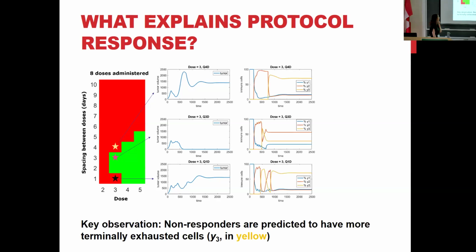So why is this happening? If we actually track the dynamics of the different T cell populations, what you'll notice is it's that yellow population, which are the terminally exhausted T cells, that are dominating in the case of failure. These are non-targetable. But in the case of treatment success, that population's not dominating. There's a pool of targetable cells there.